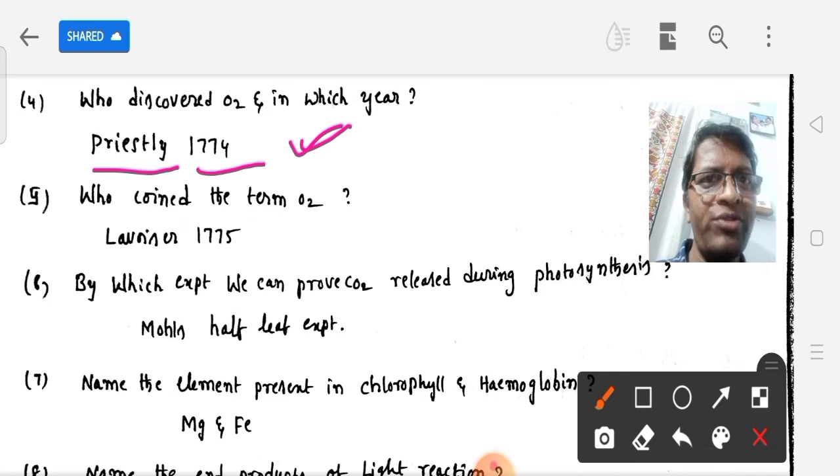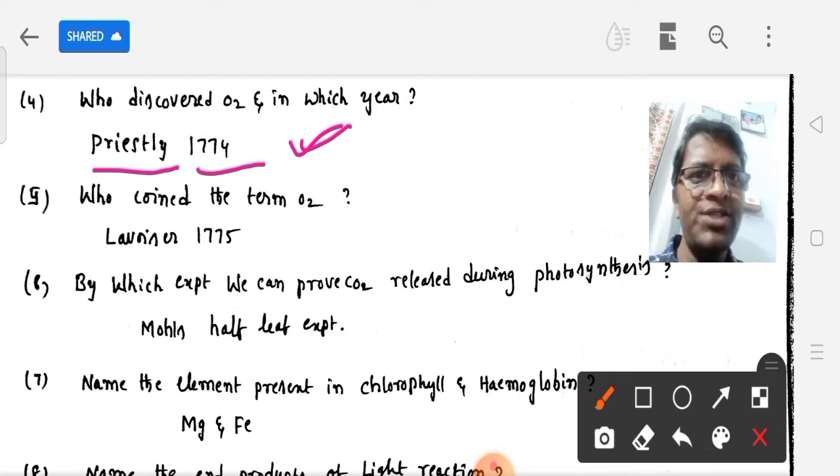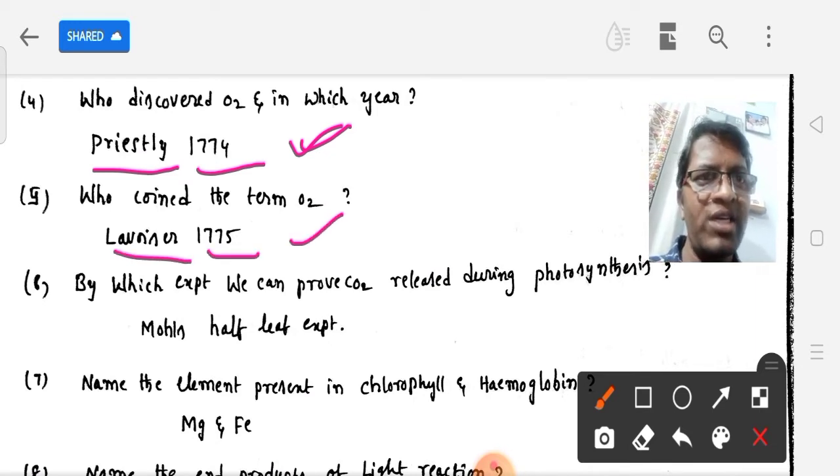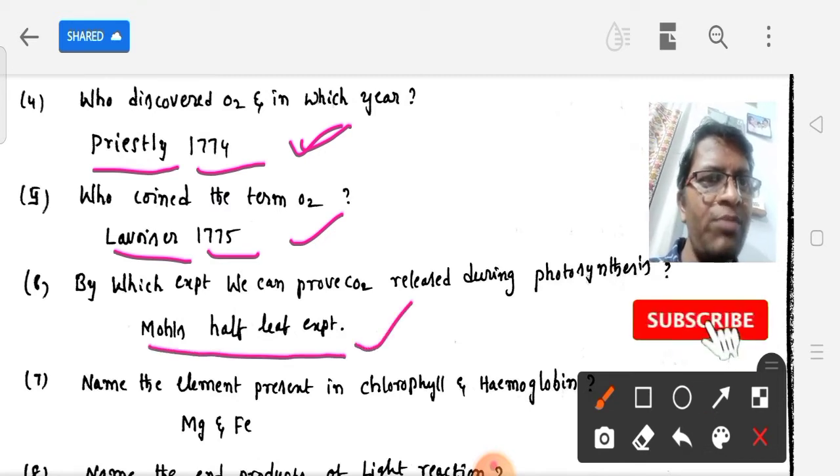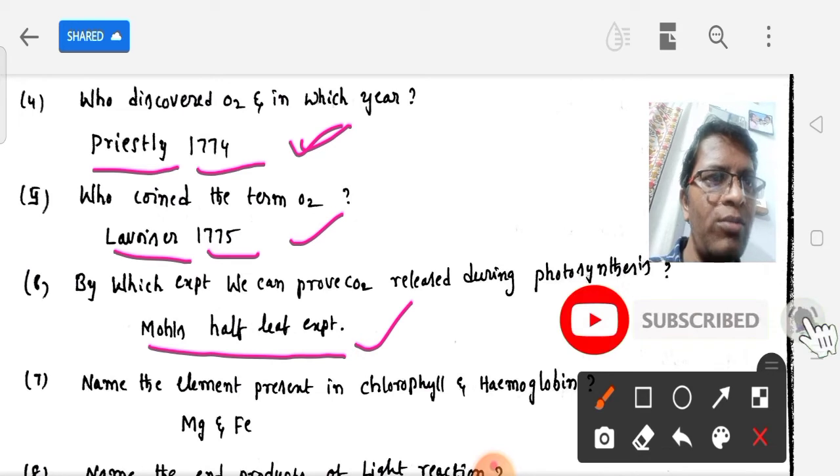Next we can go for fifth bit. Who coined the term oxygen? The scientist name is Lavoisier in the year 1775. Yes, then we can go for sixth bit. By which experiment can we prove carbon dioxide is released during photosynthesis? By the moll's half-leaf experiment, we can prove carbon dioxide is released during photosynthesis.